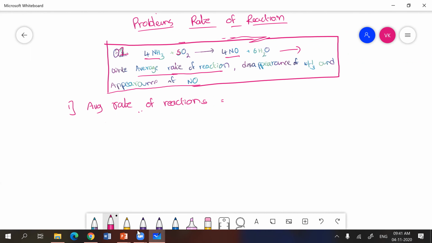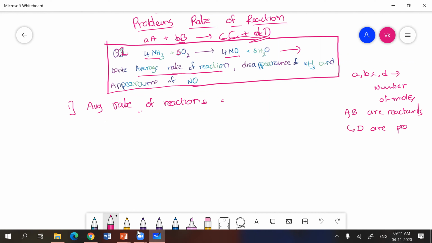Let's say the reaction is in the form aA + bB gives cC + dD. Here the small letters a, b, c, d are the number of moles, the molar coefficients of A, B, C, D. A and B are the reactants, and C and D are products. So how can we write the general rate of reaction? Let me tell you the general rate of reaction first, and we will write it for this reaction later.